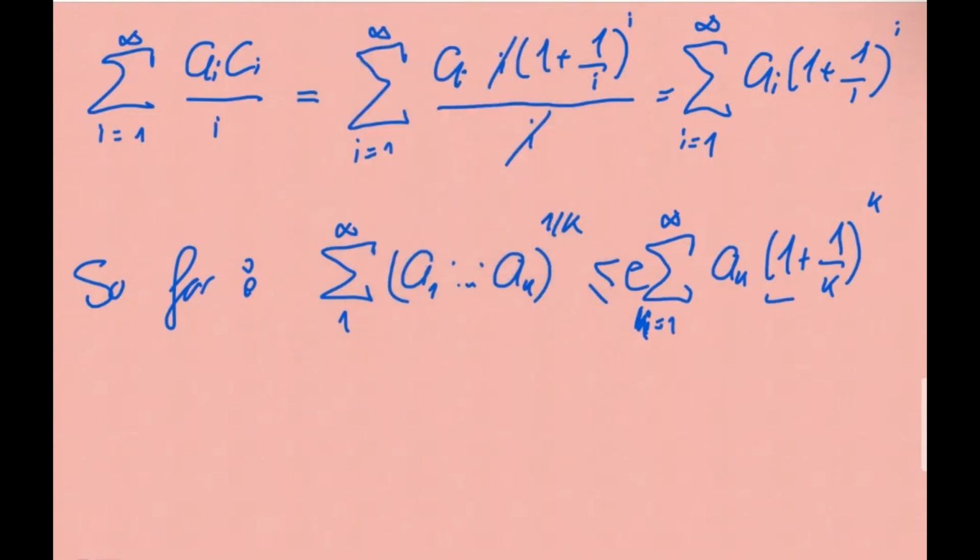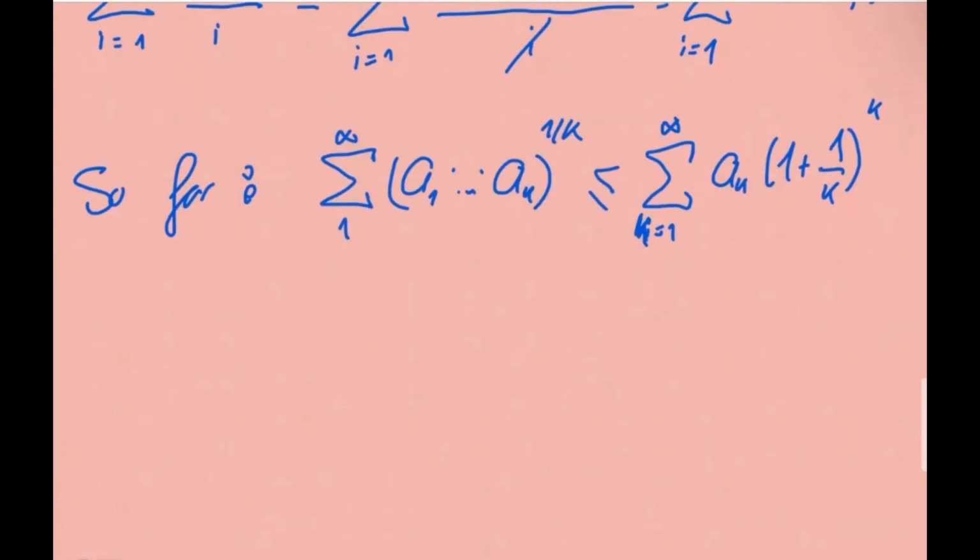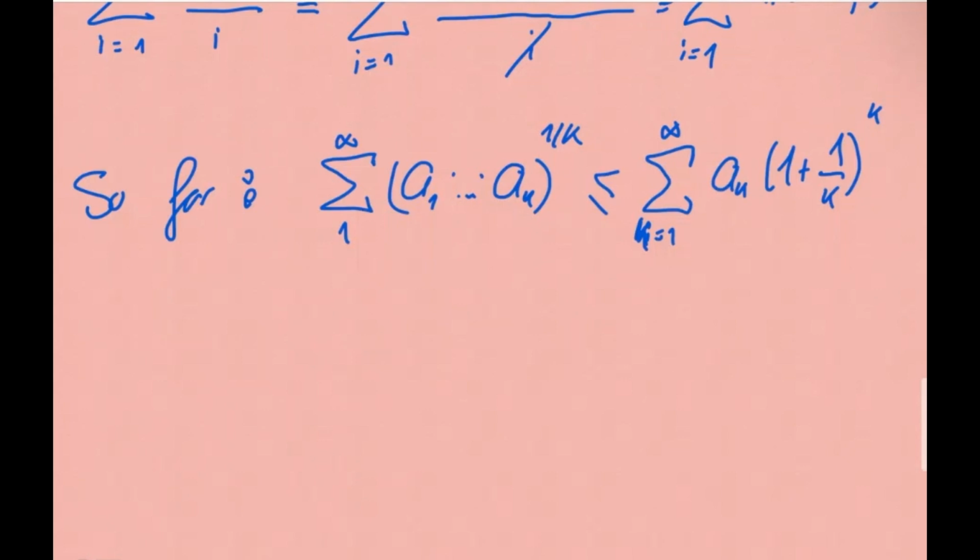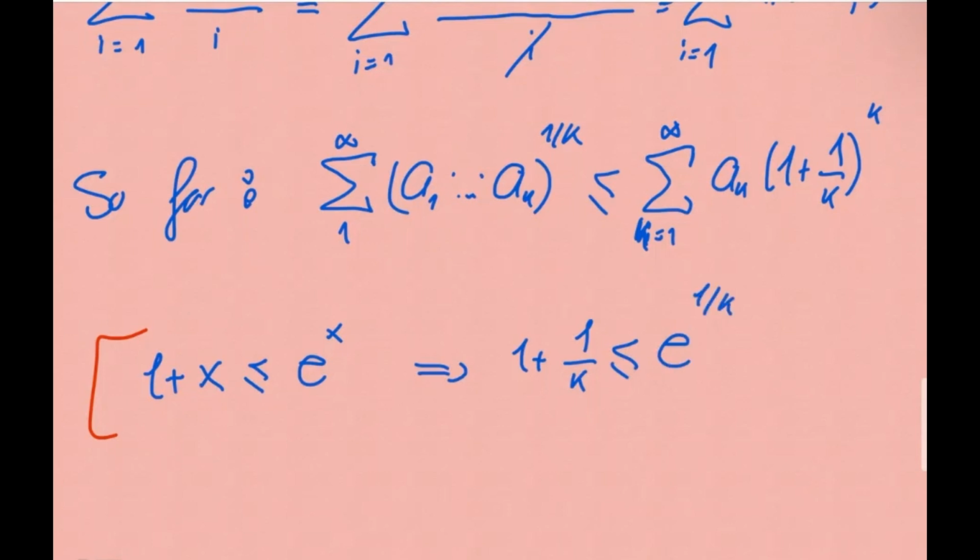But let's derive the inequality now. We know that 1 plus x is smaller or equal to e to the power of x. Now, if we insert into this x equals 1 over k, then we get 1 plus 1 over k smaller or equal to e to the power of 1 over k. Now we potentiate the inequality with k, and then we have (1 plus 1 over k) to the power of k smaller or equal to e.